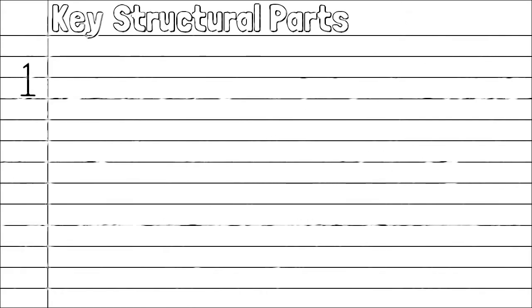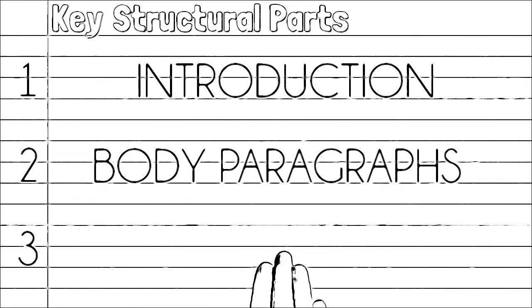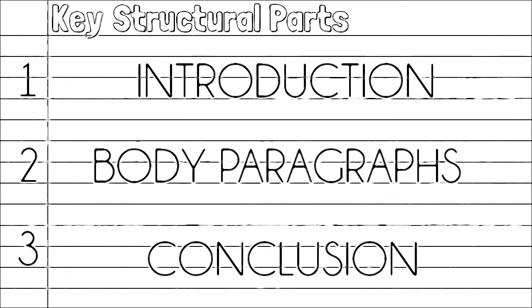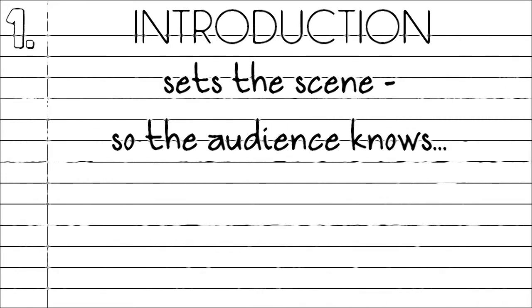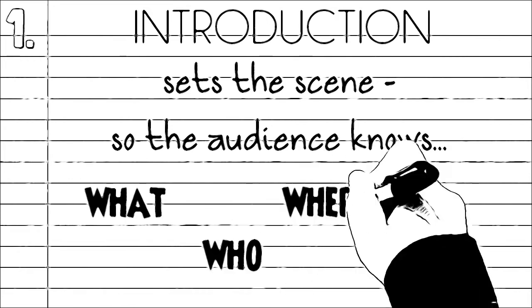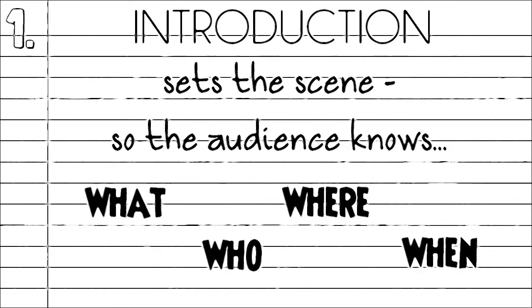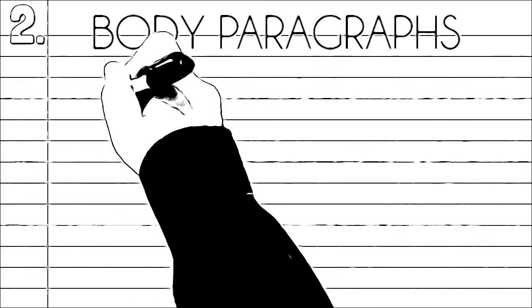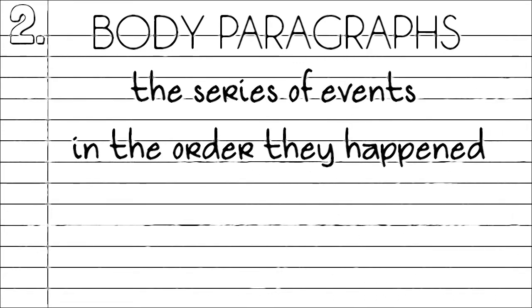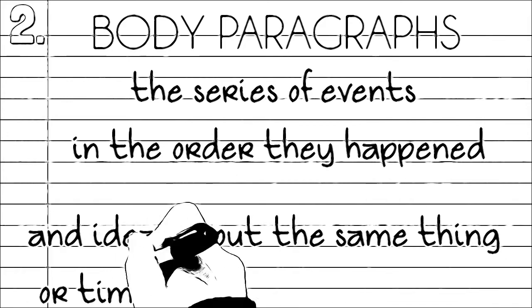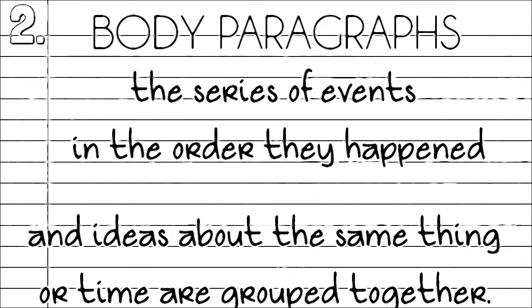What are the key structural parts? Key structural parts are divided into three. First, introduction, next, body paragraphs, and the last, conclusion. Introduction sets the scene so the audience knows what, who, where, and when about the recount. Body paragraphs: the series of events in the order they happened, and ideas about the same thing or time are grouped together.